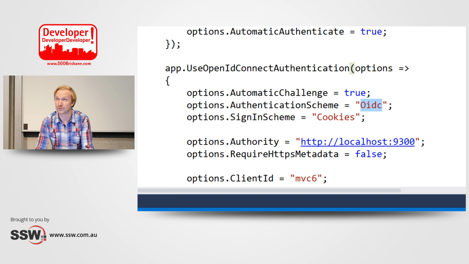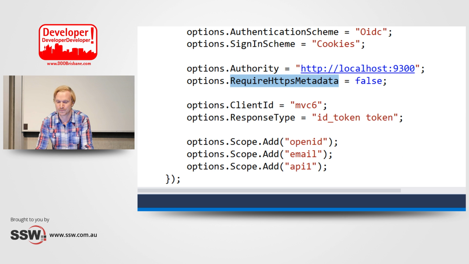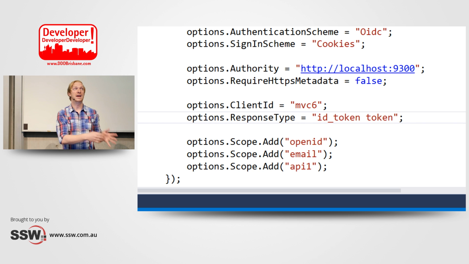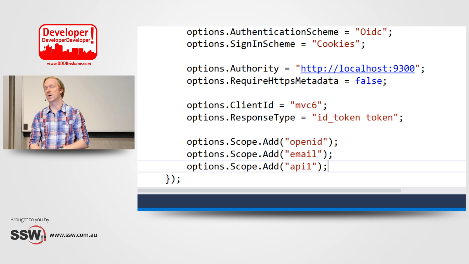I'm saying you're going to use this authentication scheme. You're going to point to this authority, which is our OAuth server. We don't care about HTTPS. Here's the client ID. We're going to ask for an identity token and a normal token. The identity token gives us information about the user's personal details, like full name and address and whatnot, if you want that, which is what OpenID lets us do. And then we are also requesting the OpenID, email and API1 scope.